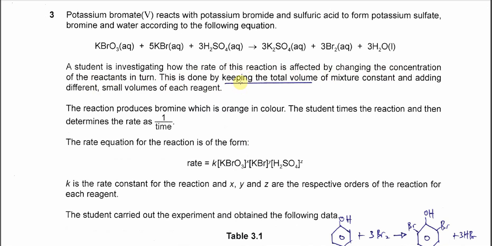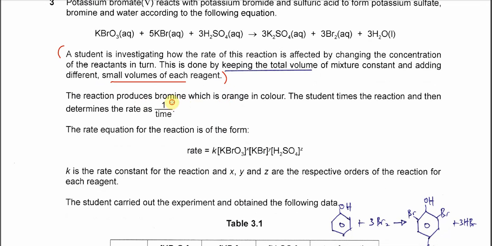This is done by keeping the total volume of the mixture constant and adding different small volumes of each reagent. This is a standard procedure to change the concentration. Now, the reaction produces bromine, which is orange in color. The student times the reaction and then determines the rate as 1 over time. So this is a rate.